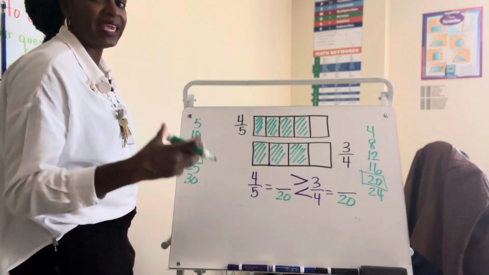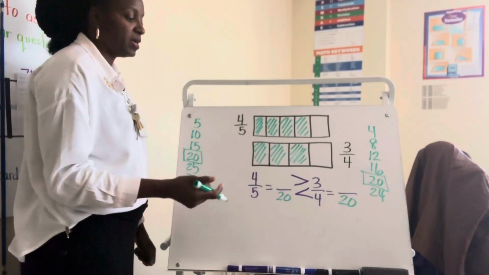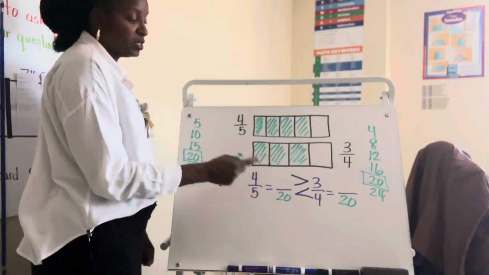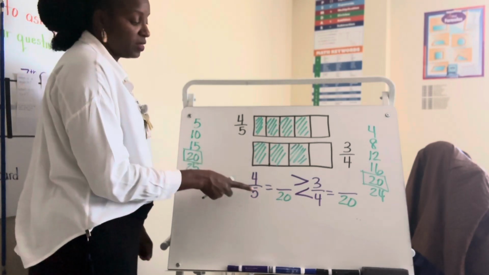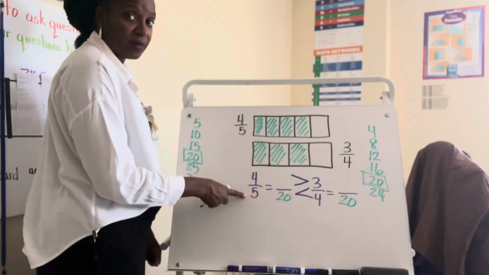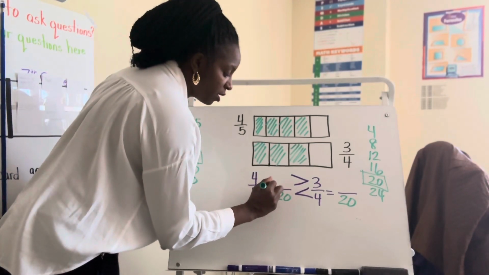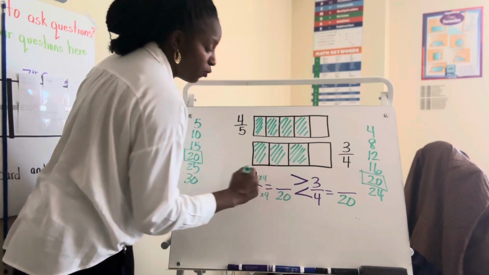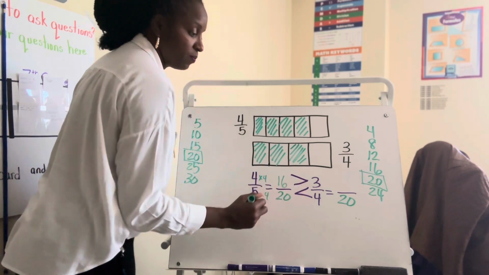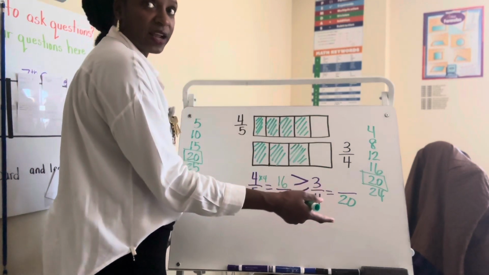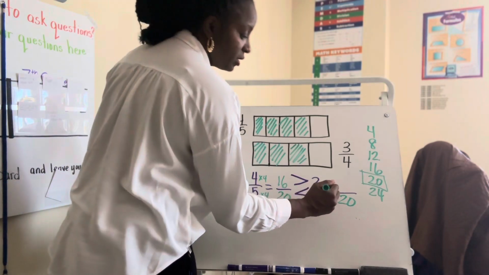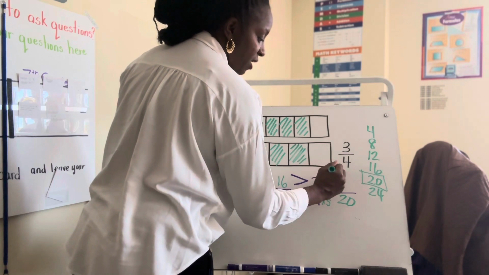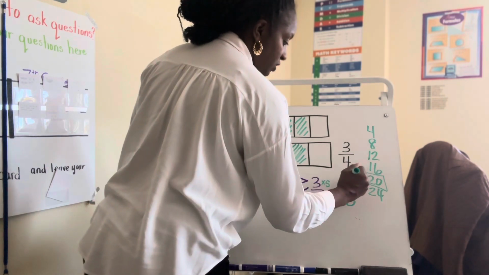But in order to make equivalent fractions, we must be able to do the same thing to the denominator that we did to the numerator, or vice versa. So in this instance, we had to multiply our denominator 5 by the number 4 to get 20. So we have to do the same thing to the numerator. So 4 times 4 is 16. We go to the next fraction and do the same thing. We did 4 times 5 to get 20, and now we have to do 3 times 5 on the numerator, which will give us 15.